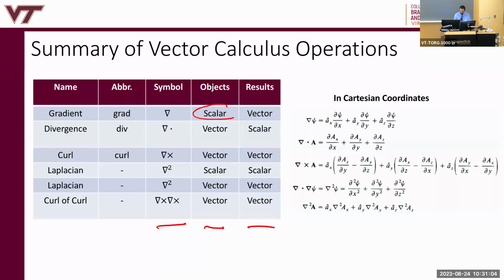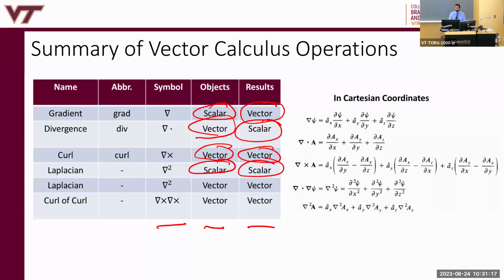So the first one is the gradient. It operates on a scalar field and produces a vector field. The divergence operates on a vector field and produces a scalar field. The curl operates on a vector field and produces a vector field. The Laplacian operates on a scalar field and generates another scalar field. The Laplacian of a vector, if it operates on a vector field, produces another vector field. We're going to use that later.